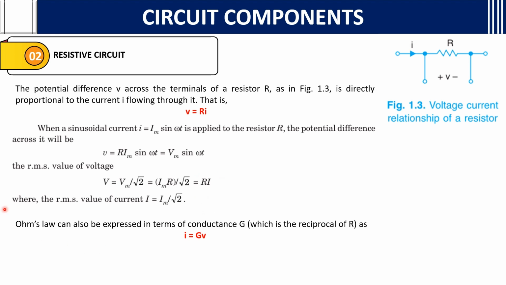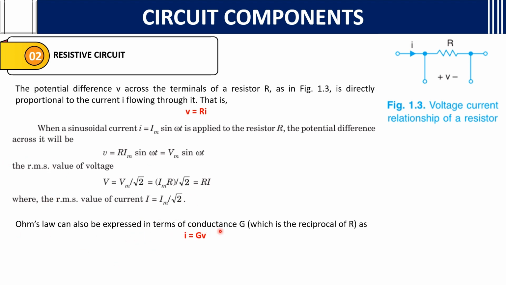So the RMS current I is nothing but what? R gets cancelled. I equals Im by root 2. V equals Vm by root 2. I equals I max by root 2. V max by root 2 and I max by root 2. These are the RMS values.